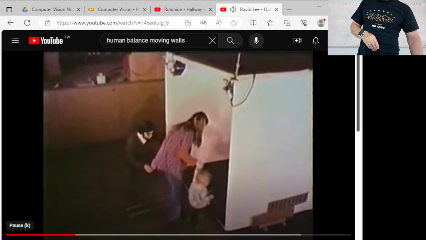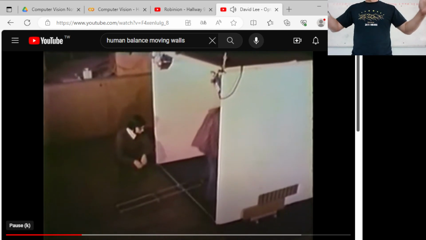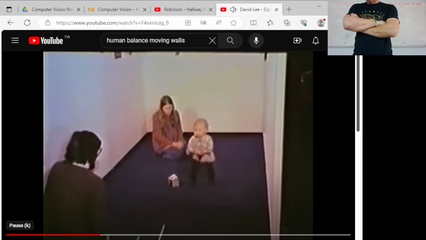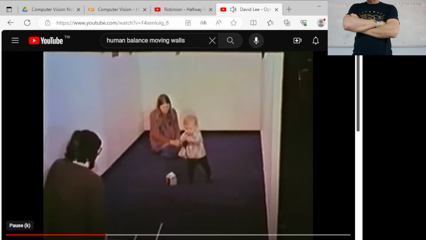Now here, they built a room where they can move the room instead of the child, and then they put a little kid there. Infants learning to stand are less stable than the adult, and far more easily put off balance. The infant in this experiment has only been walking for a month.